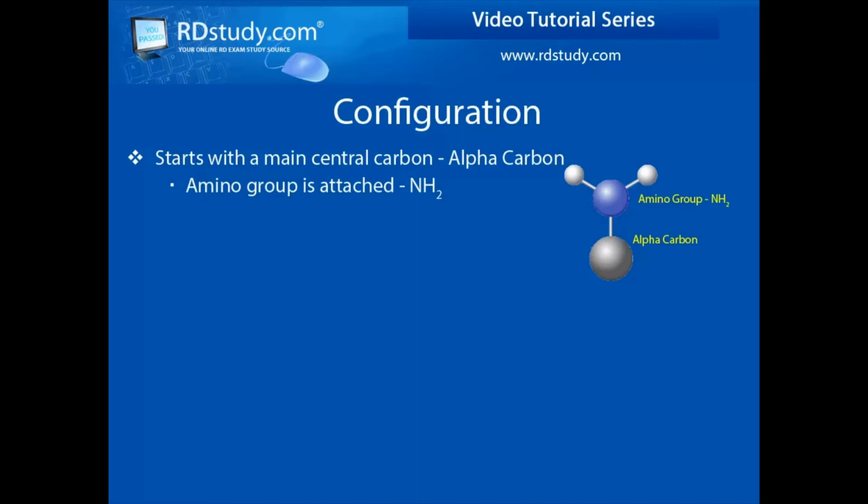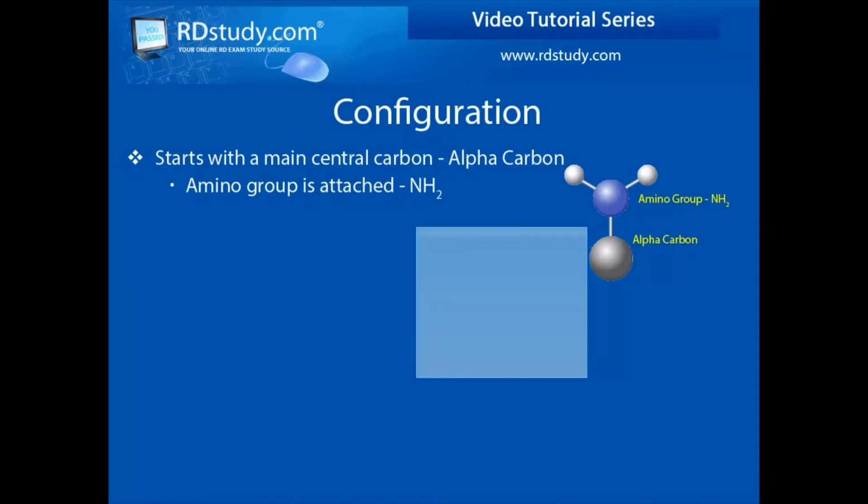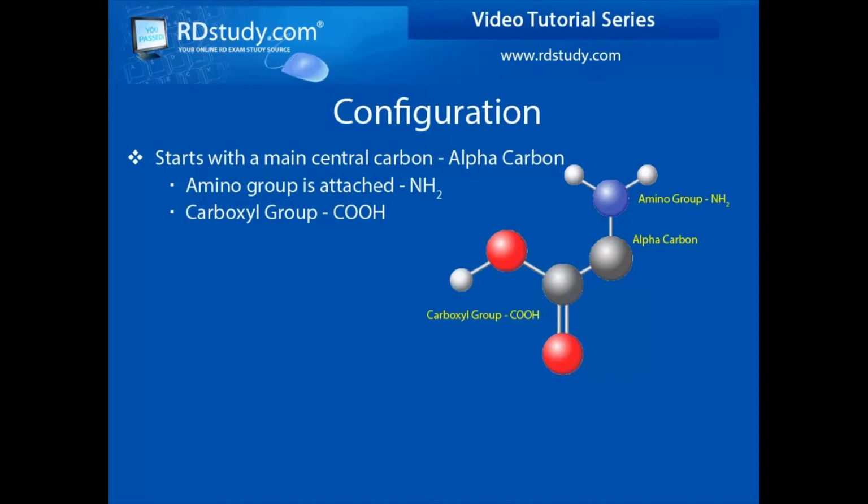The amino group is composed of one nitrogen atom and two hydrogen atoms, or NH2. As a side note, this is also the part of the molecule that is used to determine nitrogen balance. But back to our molecule. The alpha carbon also has an acid group, otherwise known as a carboxyl group, which is COOH.